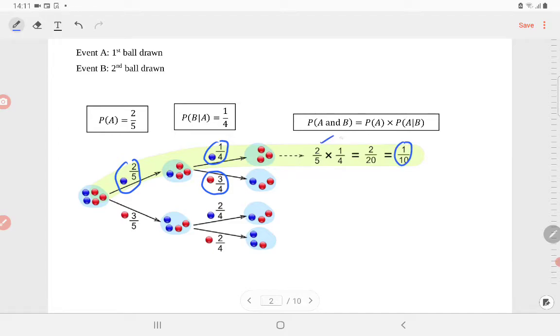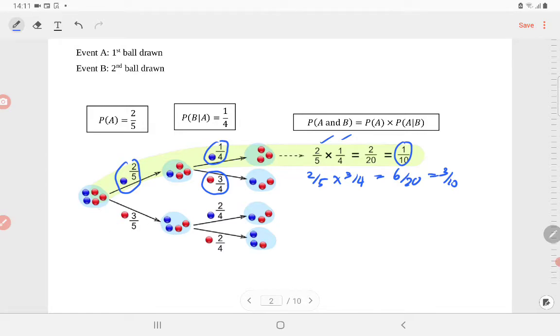So 2/5 times 1/4. So now we take out the blue ball again. So we're going to get 2/5 here. Take out a blue ball, and then how many red balls are in the bag? There's 3 red balls now. So now your probability of getting a red ball is 3 out of 4. And that's going to give you 6 out of 20, which is 3 out of 10.